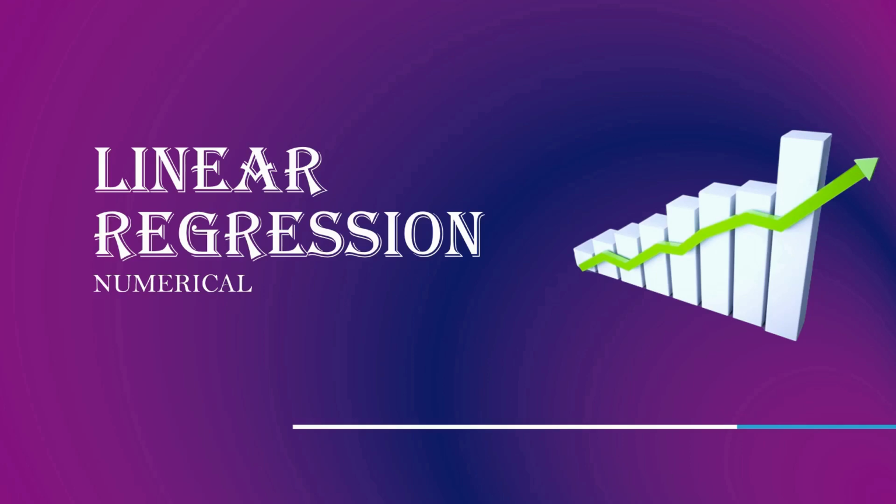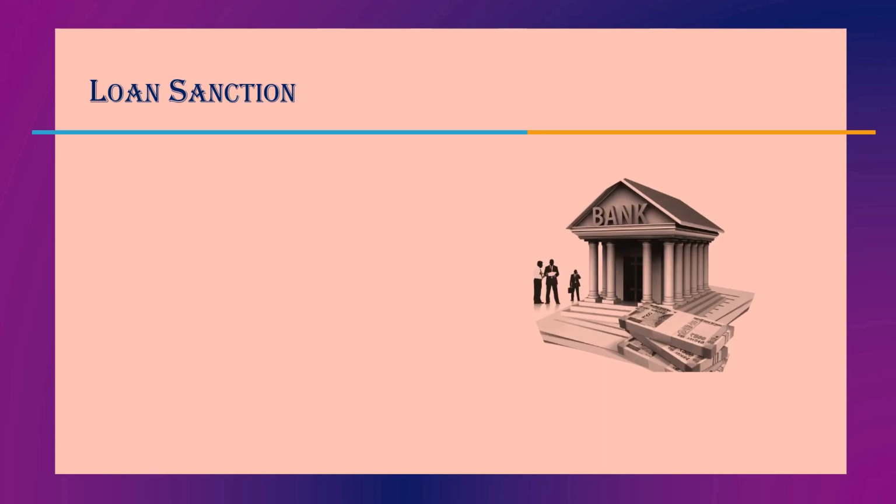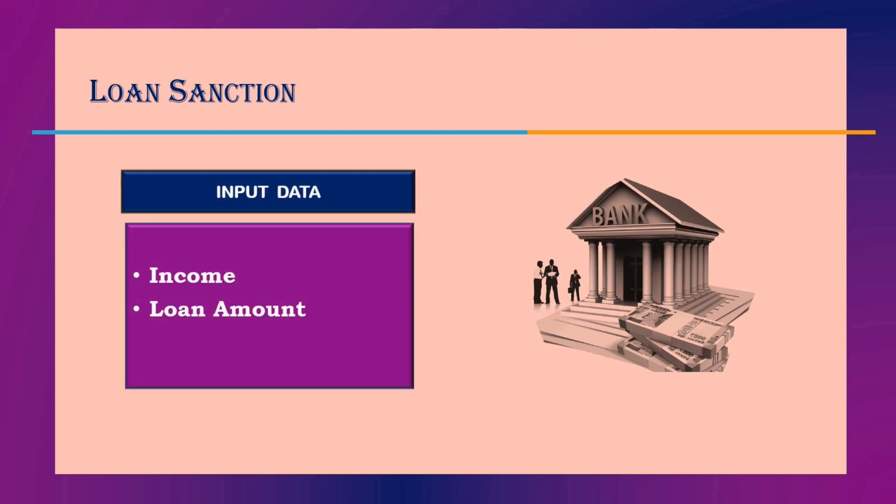Welcome everybody. Today let us see the numerical example for simple linear regression. Let's see the example of bank loan sanctioning. Let us assume a bank manager wants to know how much loan he can sanction to the loan recipient depending on the loan seeker's salary. Borrower's income and loan amount sanctioned are given as input to the linear regression model.